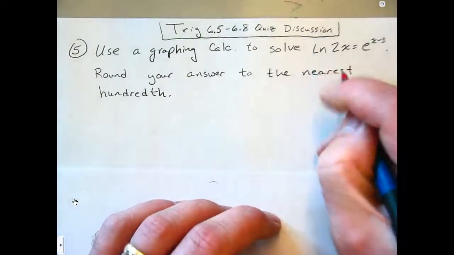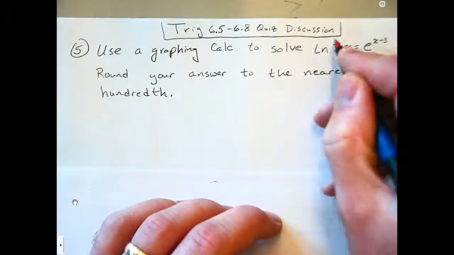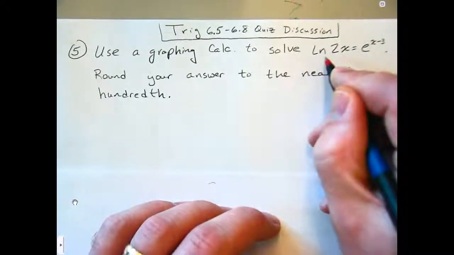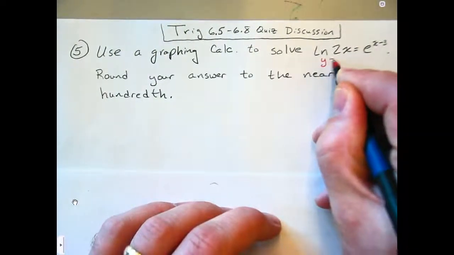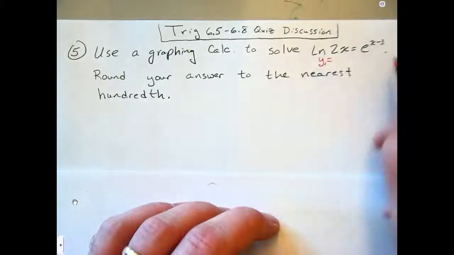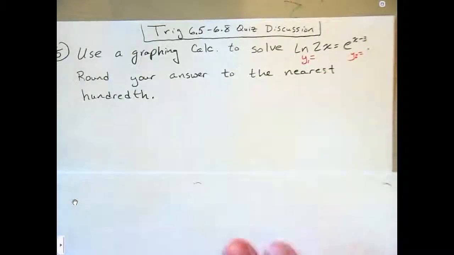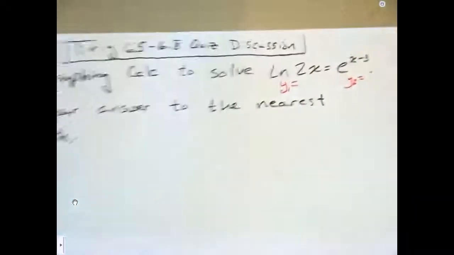Okay, so right here, y equals natural log of 2x equals e to the x minus 3 power. If we're using our graphing calculator, we're putting that in y equals, or y sub 1 equals, and y sub 2 equals. So we put those into our graphing calculator. I want you to put them in right now, please.